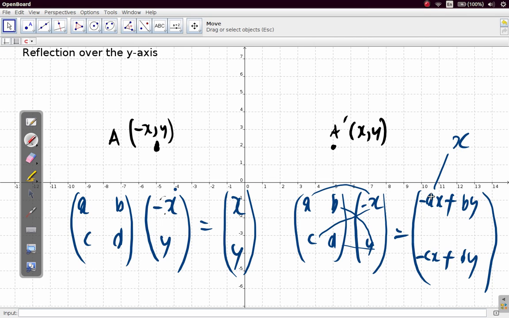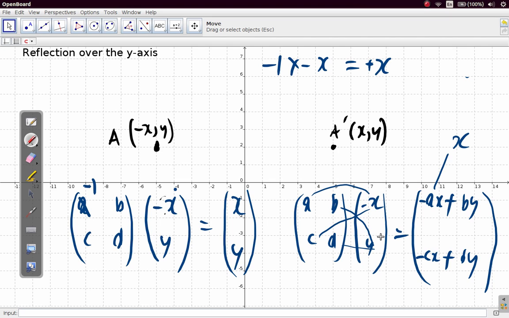So A would have to be negative 1. We know that negative 1 would multiply by negative x to become positive x. Let me rewrite that part again. Negative 1 times negative x equals positive x. So A would have to be negative 1, right? So this is negative 1.